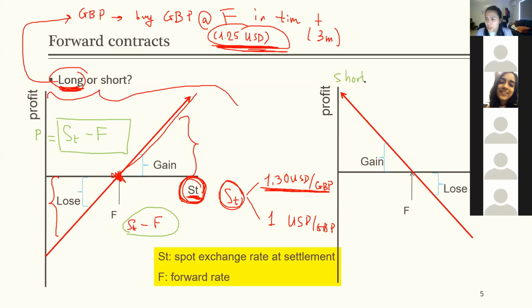Similarly for a short forward contract, in this case, we agree to sell a currency forward. So let's say we sell the pounds forward at F, which is the forward rate. Let's say this is 1.45 USD, for a future delivery, so in time T. Using the same analysis that we did before, can someone explain to me why this payoff function looks like this? Why is it downward sloping?